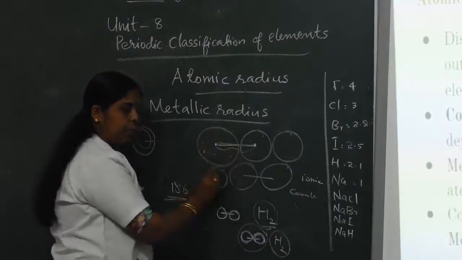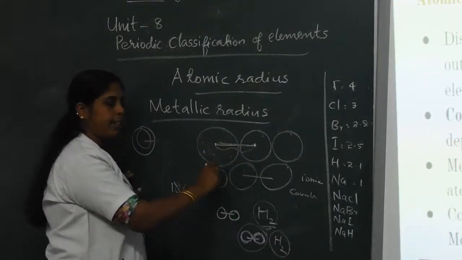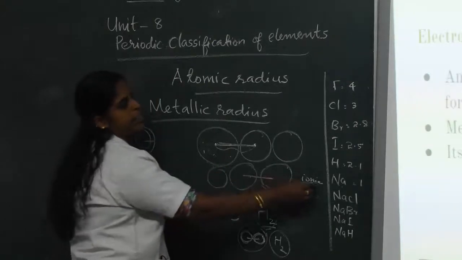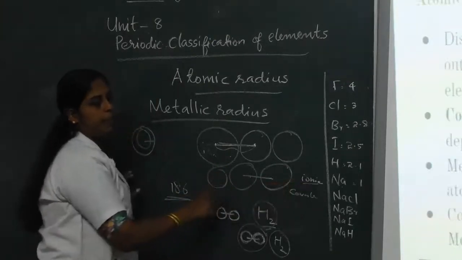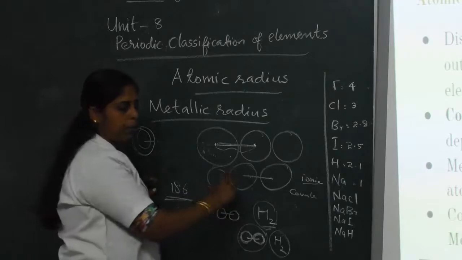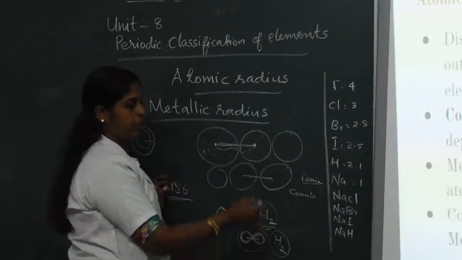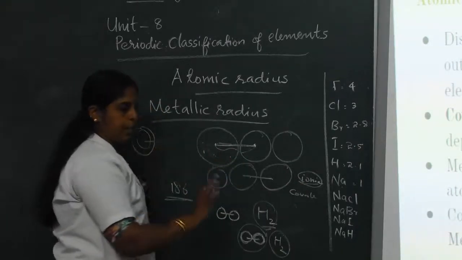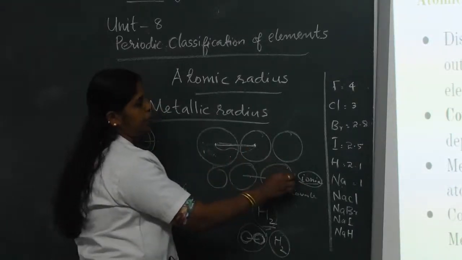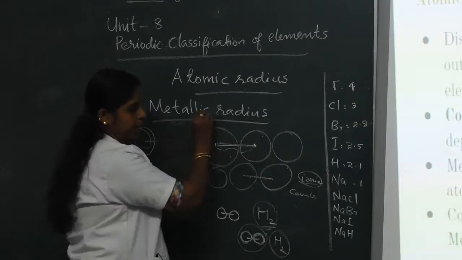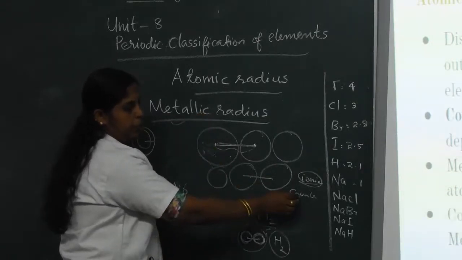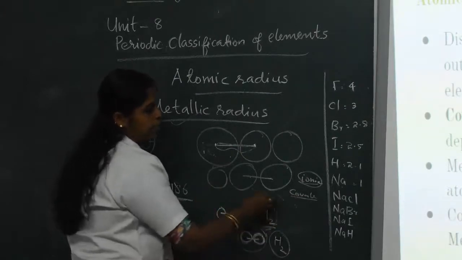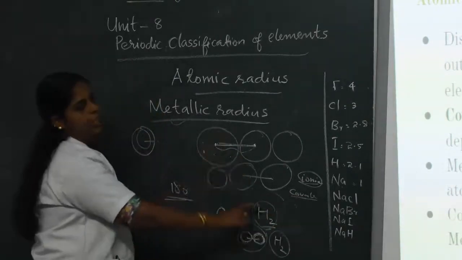An ionic bond means electrons are transferred from one atom to another atom. If electrons are shared between atoms, it is a covalent bond. Metals form ionic bonds, and metals show metallic radius. Non-metals form covalent bonds, and non-metals show covalent radii.